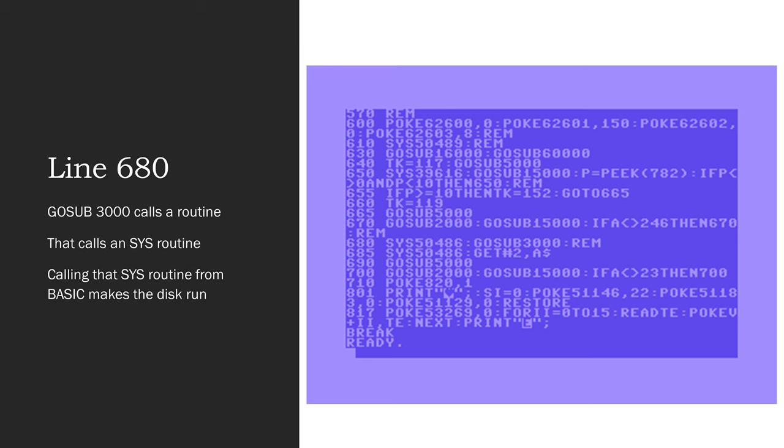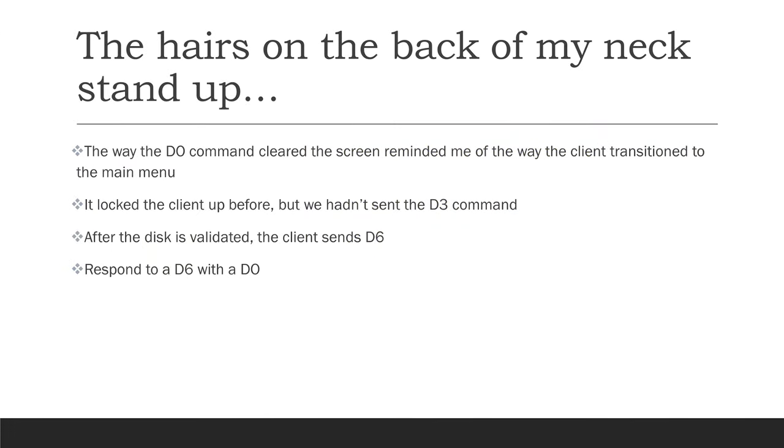And I can then guess I've crossed this point. So progress is made. Then the hairs on the back of my neck stand up. The way the D0 command cleared the screen reminded me of the way the client transitioned to the main menu. Every time it would do this really weird effect of turning down parts at the same time. So, well, it locked up the client before, but we hadn't sent that D3 command.